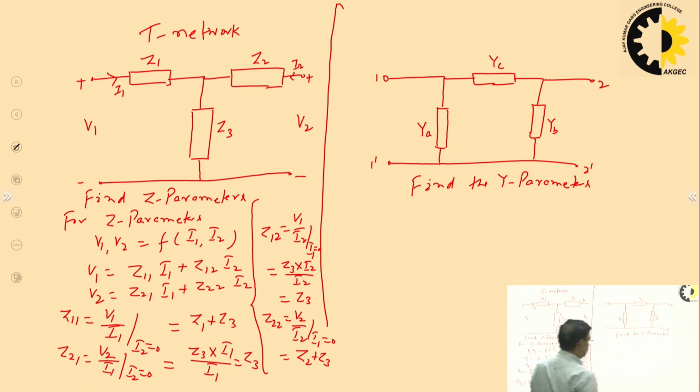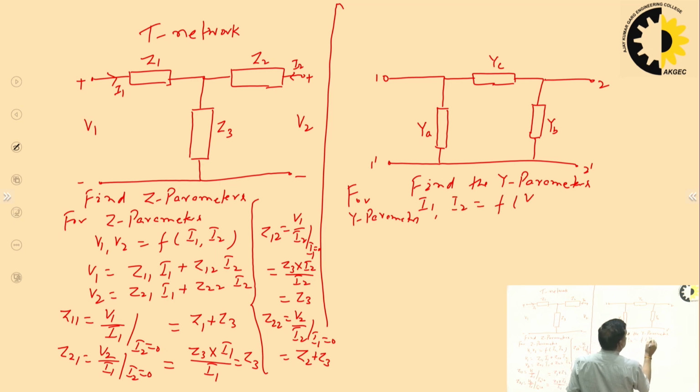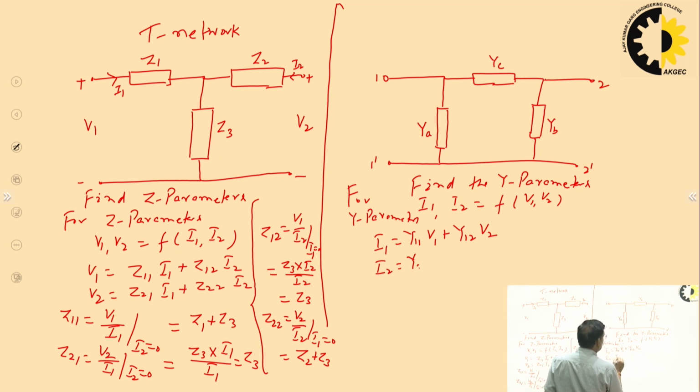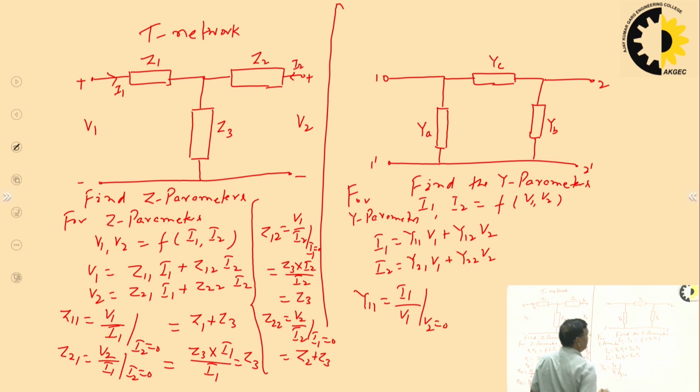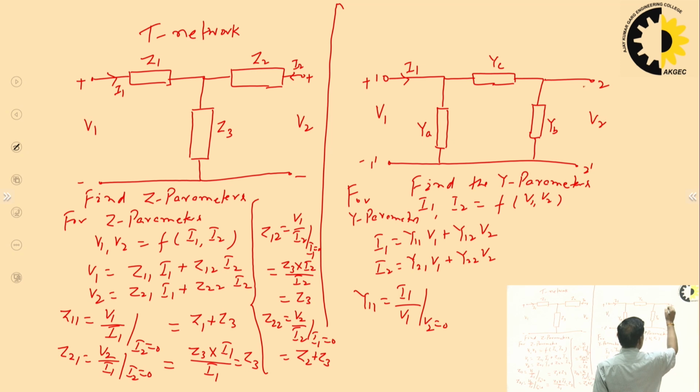So we can get the Z parameters from the T network. Now find the Y parameters from the pi network. So for Y parameters, I1 and I2 are functions of V1 and V2. So I1 is Y11 V1 plus Y12 V2 and I2 is Y21 V1 plus Y22 V2. So what is Y11? Y11 is I1 upon V1 when V2 is 0. So when V2 is 0, this is your V1, this is your I1, this is your V2, and this is your I2.